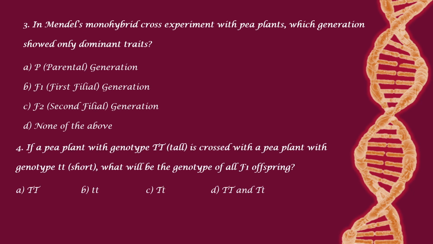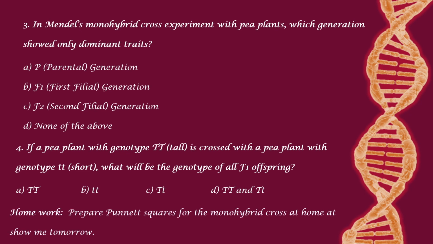Answer this question. If a pea plant with genotype capital T, capital T tall is crossed with a pea plant with the genotype small t, small t, what will be the genotype of F1 offsprings? Capital T, small t. So simply like monohybrid cross parental generation, right? So capital T, small t will come. See, right, correct answer. Note down this work. This is homework for you. Prepare Punnett square for the monohybrid cross at home and show that to me in tomorrow's class. Okay, hope you understand these concepts well. Prepare the Punnett square for the monohybrid cross.